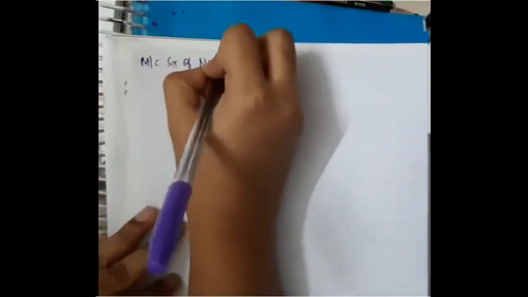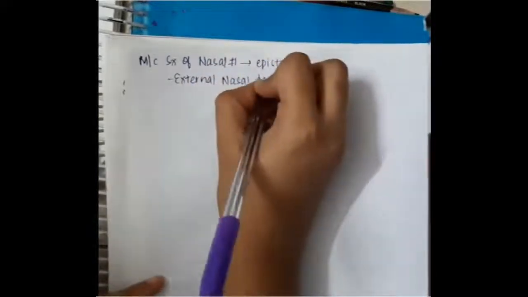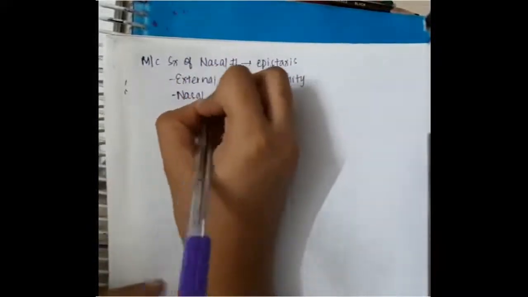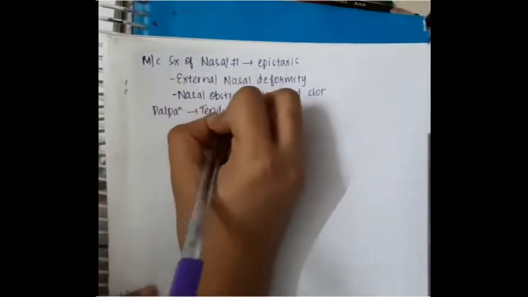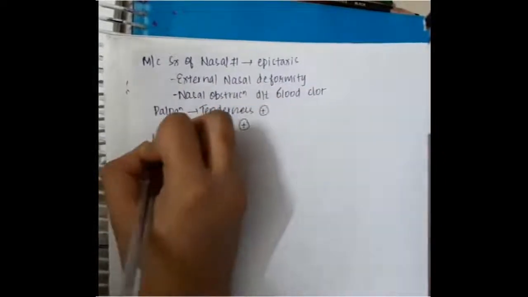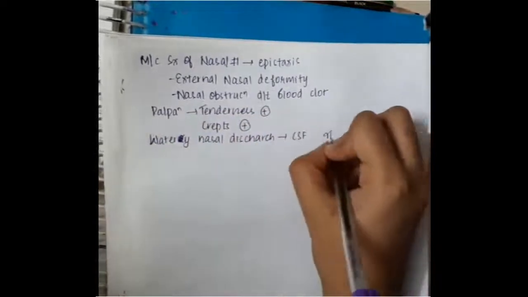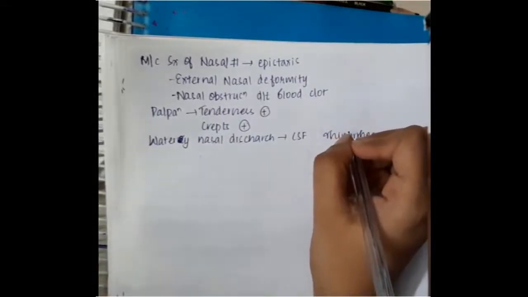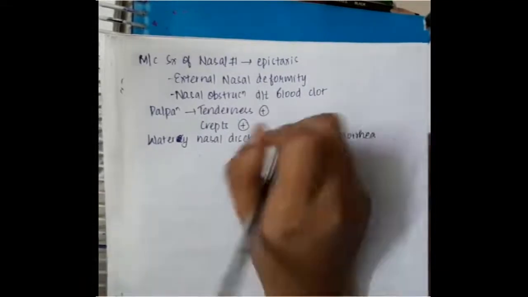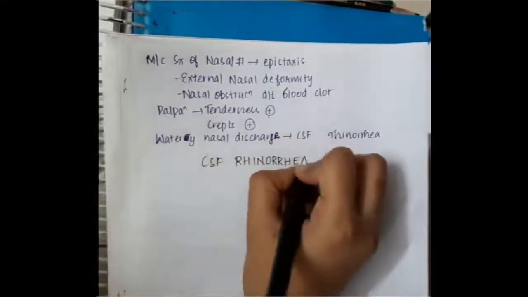Then the most common symptom of nasal fracture is epistaxis. Here external nasal deformity is important, and nasal obstruction is due to the blood clot. On palpation you will see presence of tenderness and crepitus, and watery nasal discharge is seen, which is CSF rhinorrhea. So what is CSF rhinorrhea? We will learn some important points about CSF rhinorrhea.